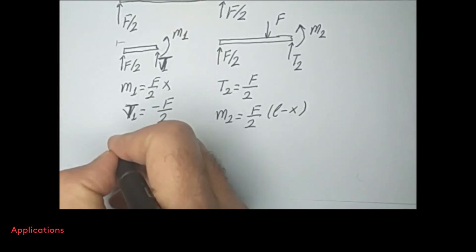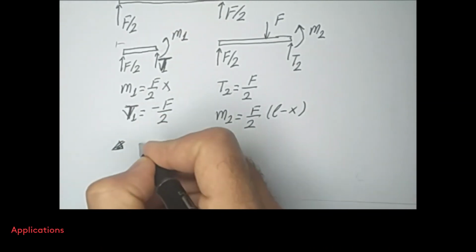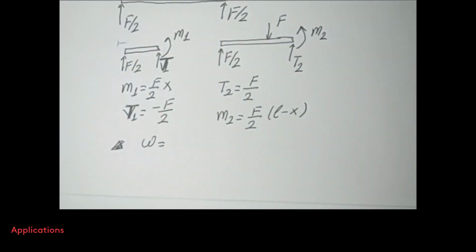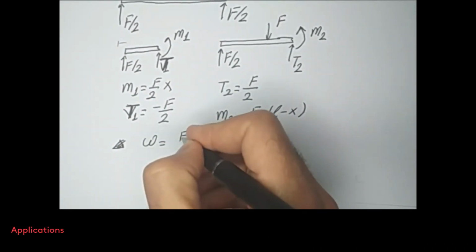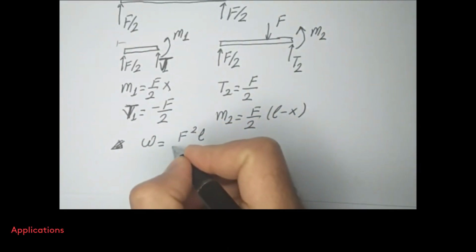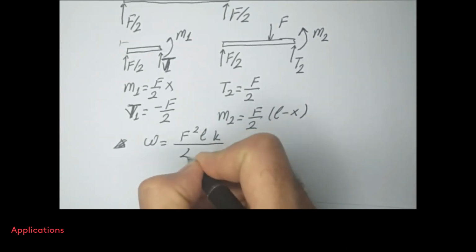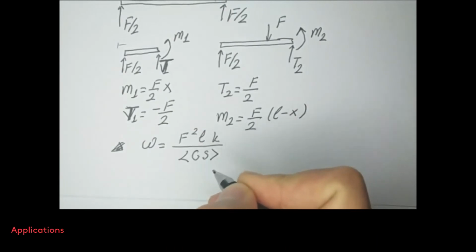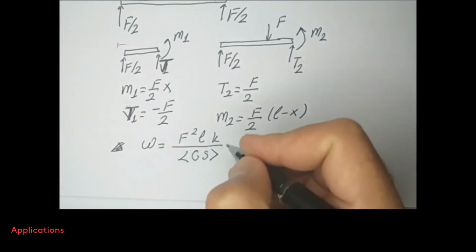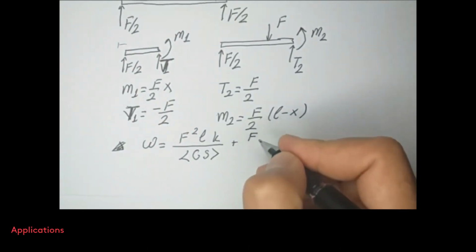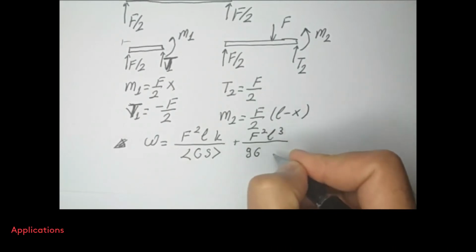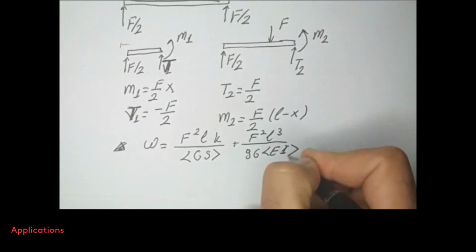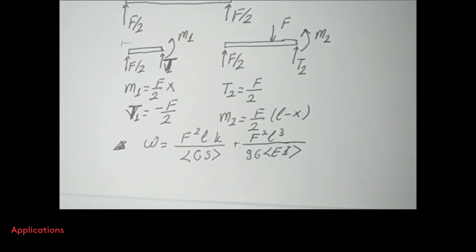W is F square L multiplied by K multiplied by effective shear modulus multiplied by the effective area, plus F square L cube divided by 96 multiplied by the effective Young modulus multiplied by the effective moment of inertia. From here I can calculate the delta prime.